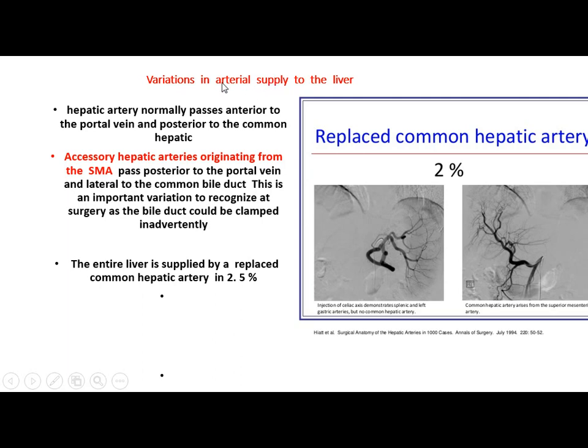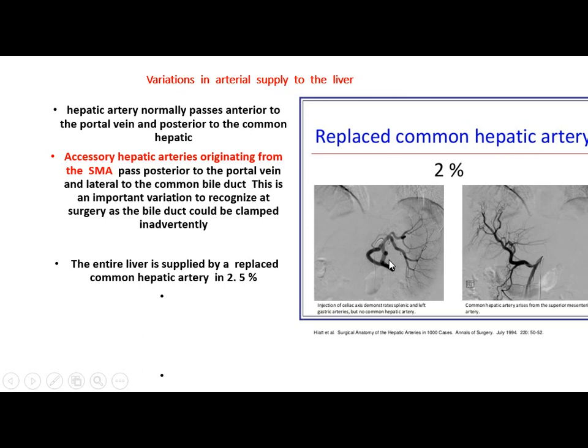There is variation in the arterial supply of the liver, slightly commoner than the variation in the portal vein. The hepatic artery normally passes anterior to the portal vein, posterior to the common bile duct. But we have an accessory hepatic artery, which originates from the superior mesenteric artery instead of the celiac trunk. As we see here, a replaced common hepatic artery arises from the superior mesenteric.